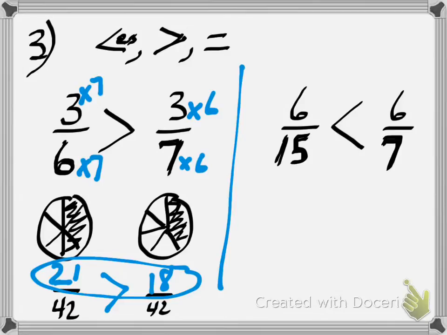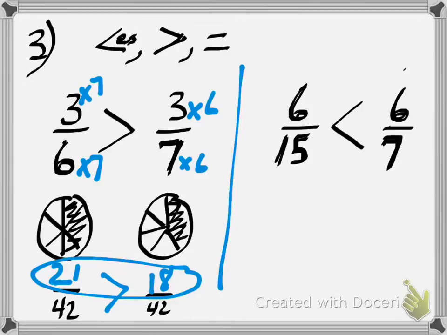So we can always just look, if the pieces are different sizes but the numerators are the same, we can just say, well, this one has the same amount of pieces, but the pieces are bigger, so therefore this one's going to be the larger.